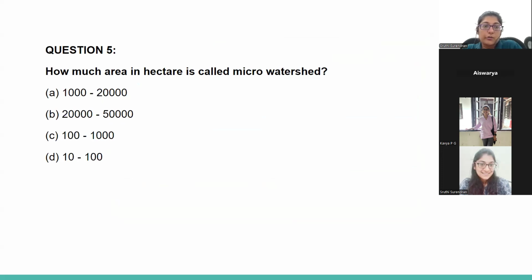Again, how much area in hectares is called a micro watershed? We just learned about the area coming under each classification, so it will be quite easy for you.